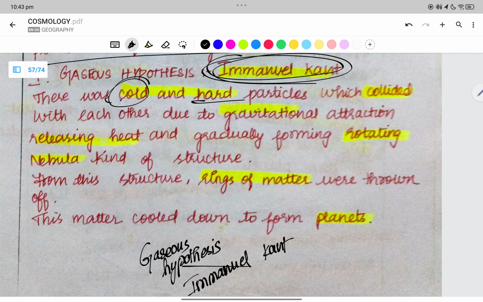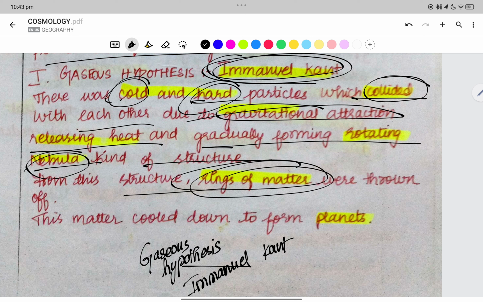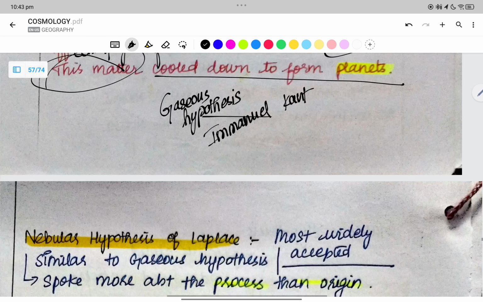There were cold and hard particles which collided with each other due to gravitational attraction, releasing heat and gradually forming a rotating nebula as a kind of structure. From this structure, rings of matter were thrown off due to centrifugal force. This matter cooled down to form the planets. Then we have the nebular hypothesis.